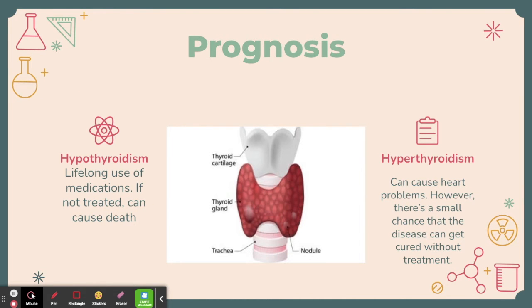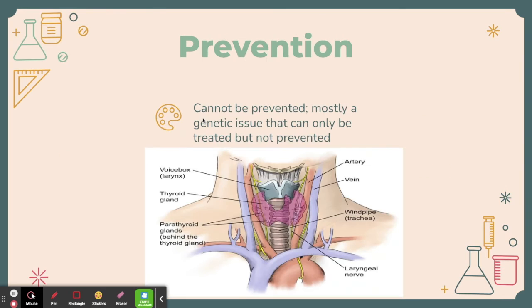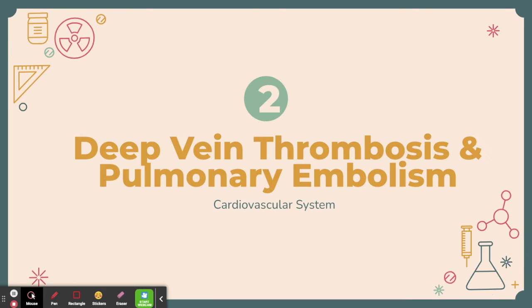Hypothyroidism can cause the lifelong usage of medication. If not treated, this can cause death. For hyperthyroidism, this can lead to heart problems, but treatment is usually needed for it. There is a slim chance of getting by without getting treatment. However, it's recommended to get treatment. Thyroidism cannot be prevented. It's mostly a genetic issue and it can only be treated but not prevented.